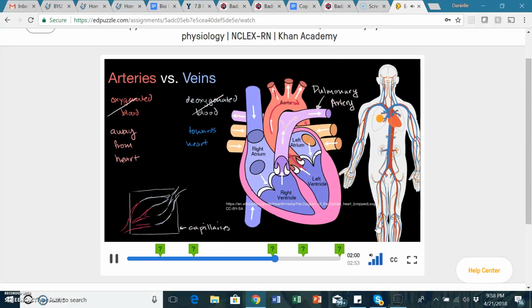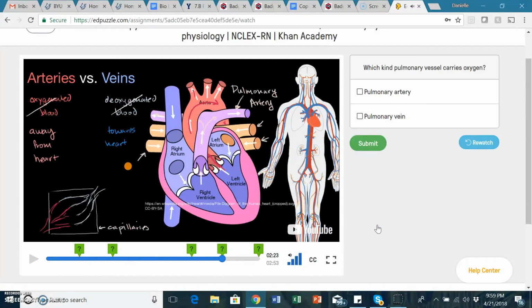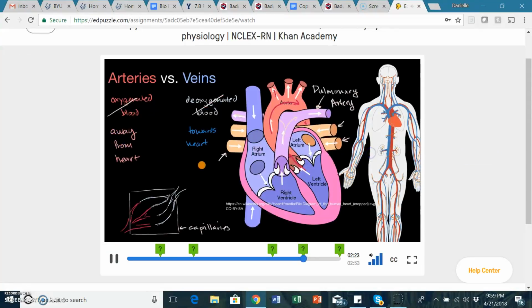And so then it goes to the lungs, and then in the lungs, there's more gas exchange that occurs. The blood gets oxygenated, and then it comes back to the heart. And so it comes back to the heart in these vessels right over here. And even though these are carrying highly oxygenated blood, these are considered veins because they're carrying blood towards the heart. These are pulmonary veins. And then the cycle starts again.